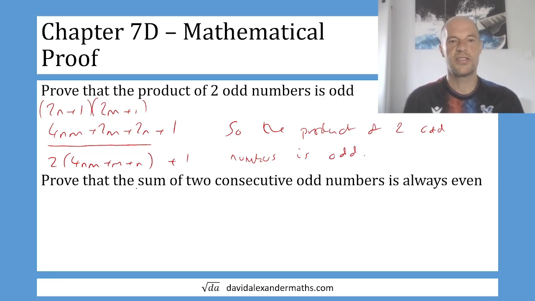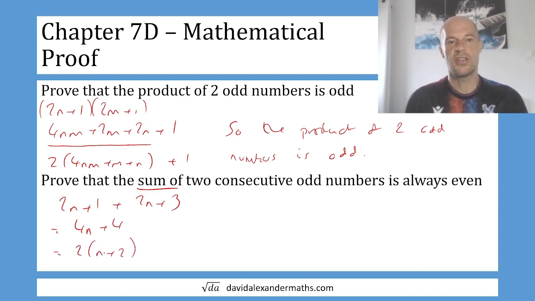Okay, prove that the sum of 2 consecutive odd numbers is always even. So here we're adding 2 consecutive odd numbers, that would be 2n plus 1 plus 2n plus 3, and that is 4n plus 4, and that can be 2 lots of n plus 2. So here we've got an integer.